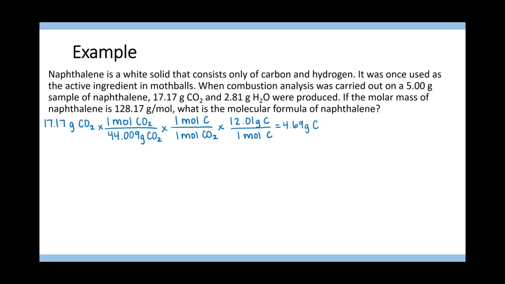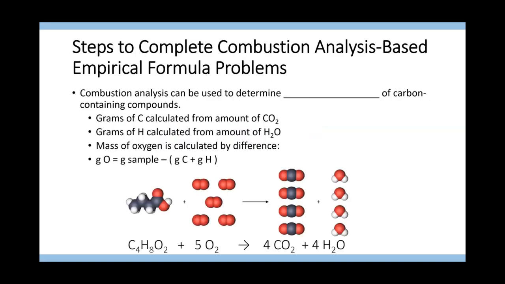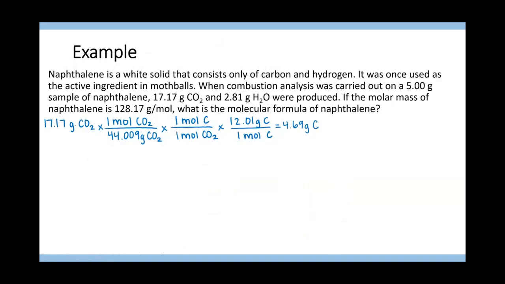So in this equation, canceling everything out, we cancel out grams of CO2, moles of CO2, moles of carbon, and we're left with grams of carbon. So we have 4.69 grams of carbon. That is the amount of carbon in the original sample. Let's see, mass of carbon.